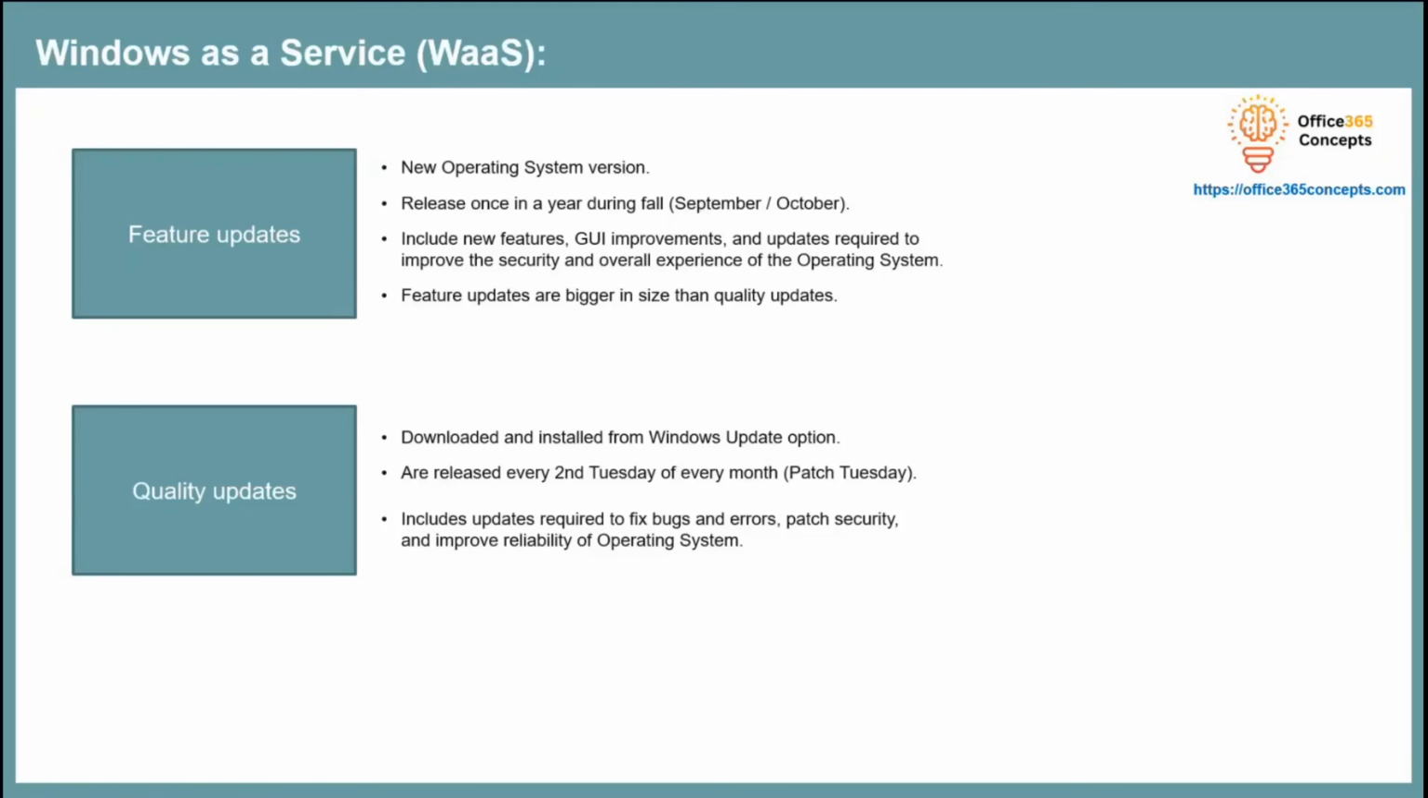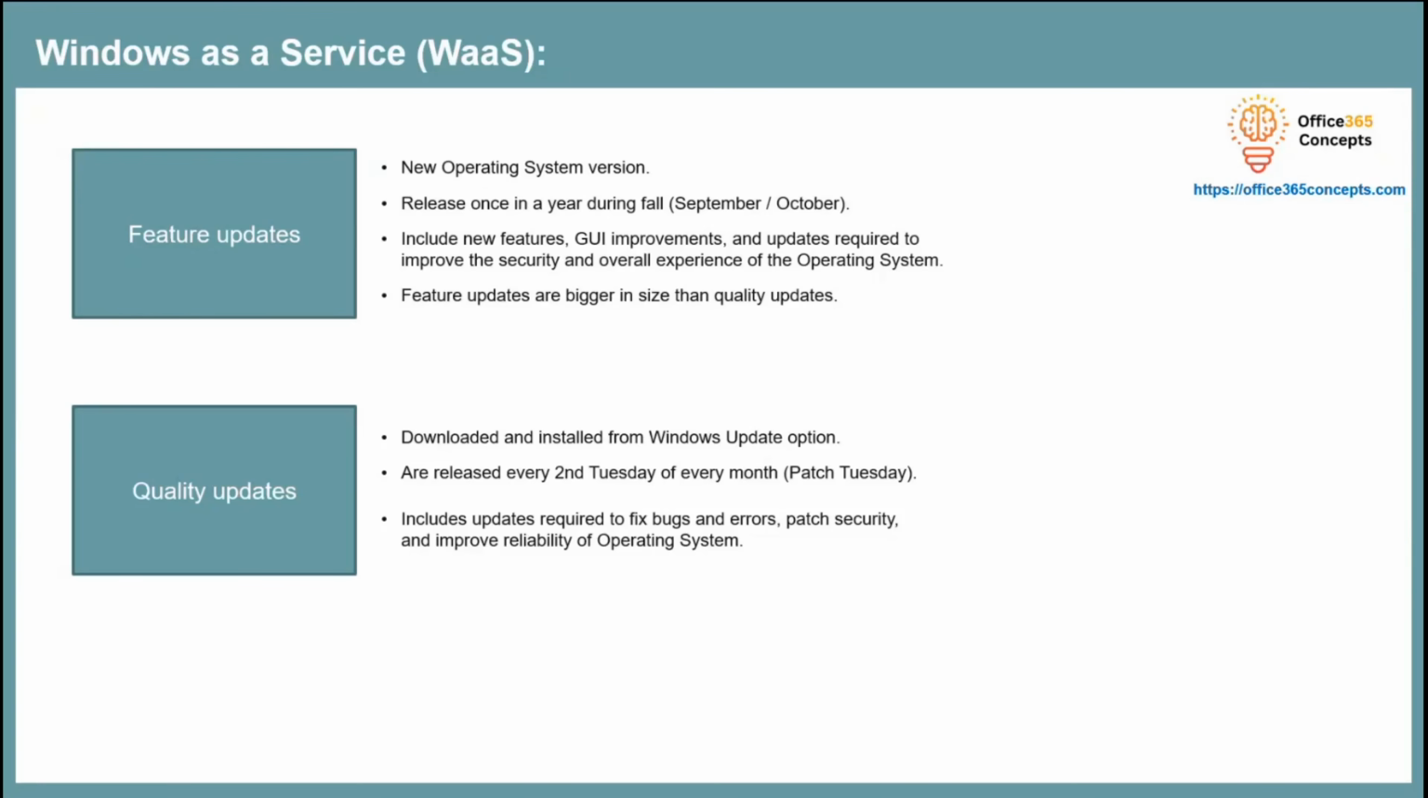Now let's talk about the update rings. Update rings are used to apply feature updates and quality updates to the Windows devices. In a nutshell, update rings are the policies that are used to manage feature updates and quality updates on the Windows devices. You can use update ring policies to upgrade Windows 10 machines to Windows 11 as well.